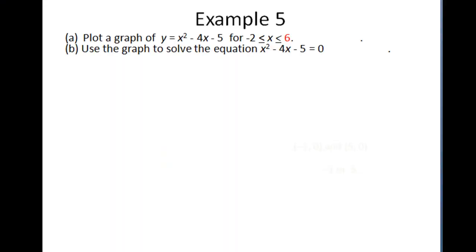This is example 5, to plot the graph of a quadratic curve. Part A. We are going to plot the graph of y equals x squared minus 4x minus 5 for x between -2 to 6. So the first thing we do is make a table for different values of x from -2 to 6.